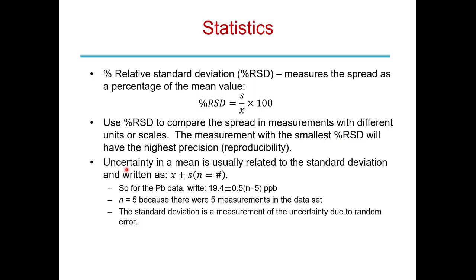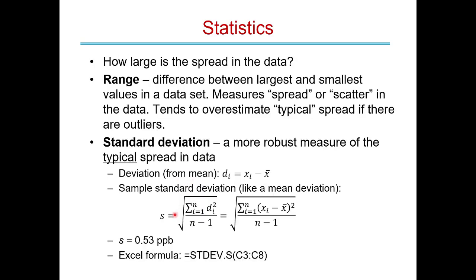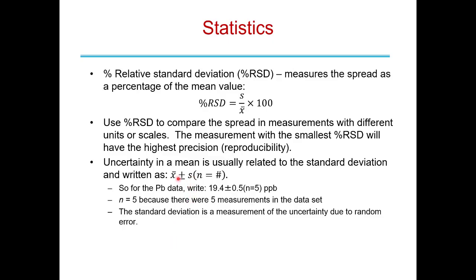When we report an uncertainty in a mean value, we usually do it as the standard deviation. Like with our lead data, we're going to report to people what we think the typical value of lead is. It's going to be the average. What's our uncertainty? It's going to be plus or minus the standard deviation, right? So that 0.53 that we calculated over here. That's how much we think our numbers might vary. We're hoping there's a good chance that the true value is within 0.53 of the average value. Actually, we're just going to round that to one decimal place. So we're going to report the answer as 19.4 plus or minus 0.5.